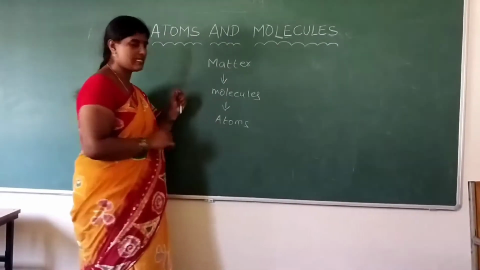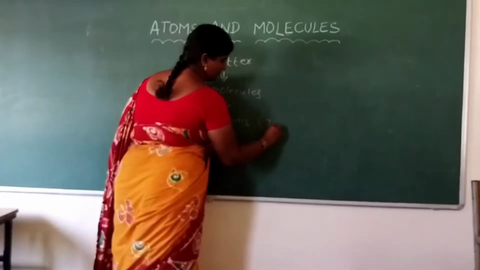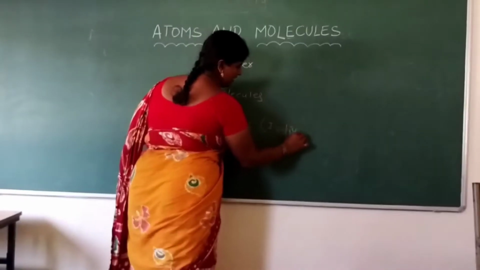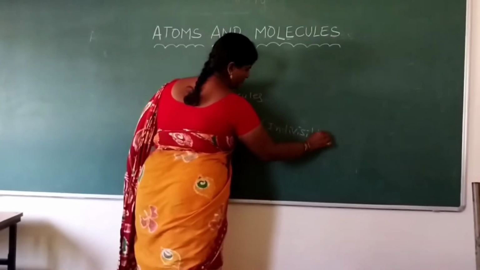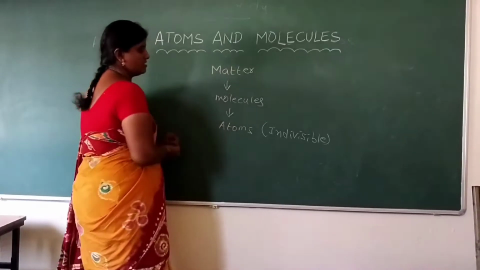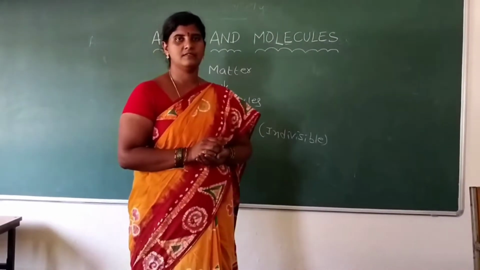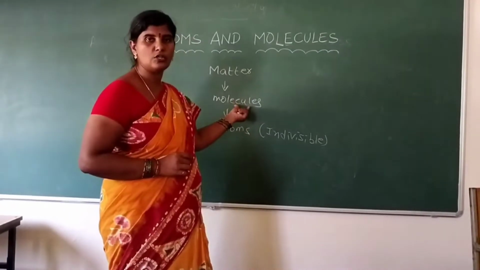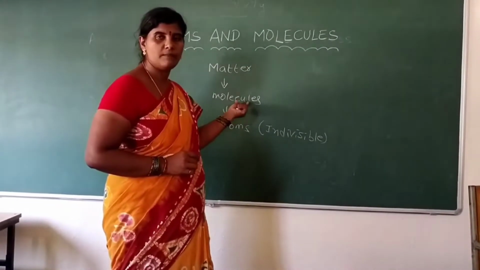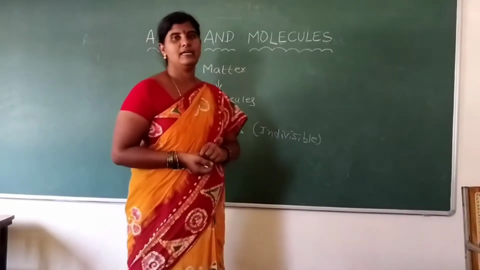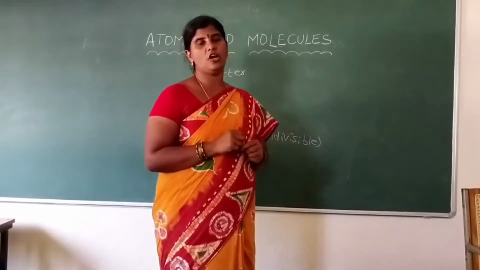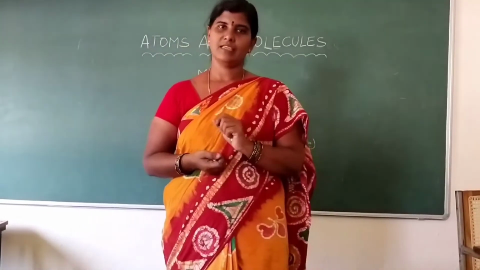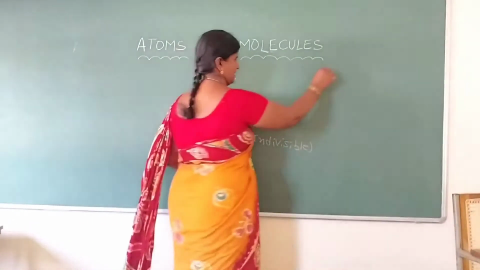Here atoms are indivisible. We are unable to divide the atoms. A group of atoms combines to form a molecule and a group of molecules combines to form matter, whether it is a living thing or non-living thing. Let us observe an example.